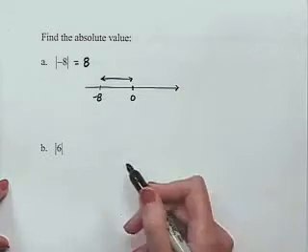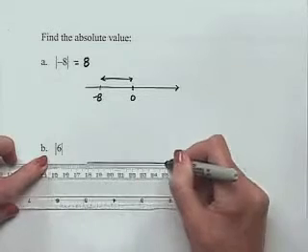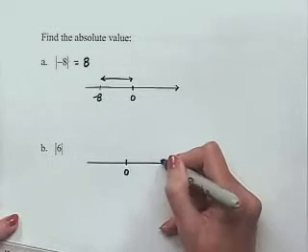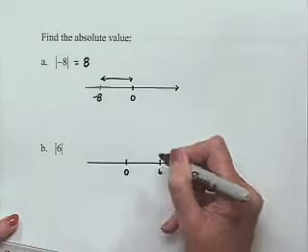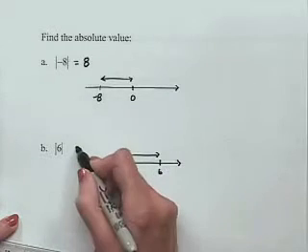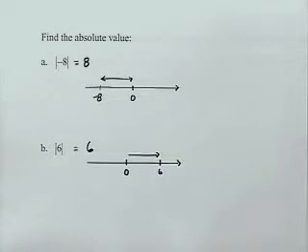Let's look at the absolute value of 6. Again, if we use a number line, we can draw our value for 0. We know that 6 would be to the right of that, and as we move to the right, we would have to go 6 units. So the distance would equal 6. And so the absolute value of 6 is equal to 6.